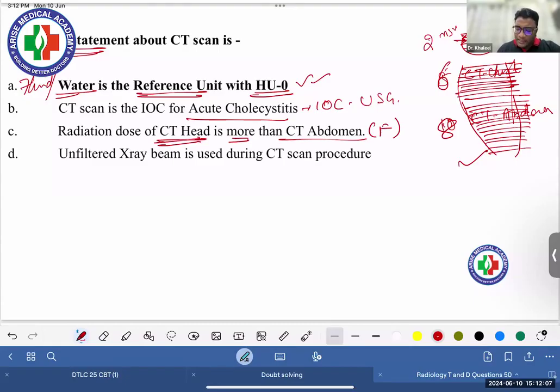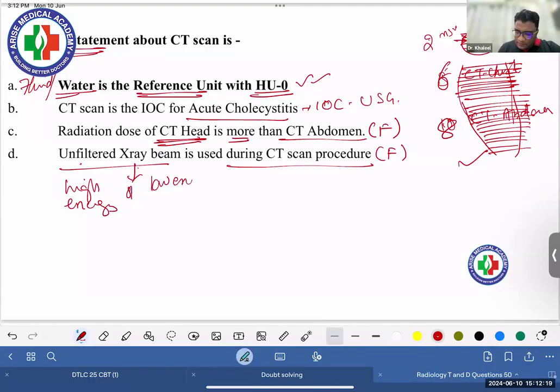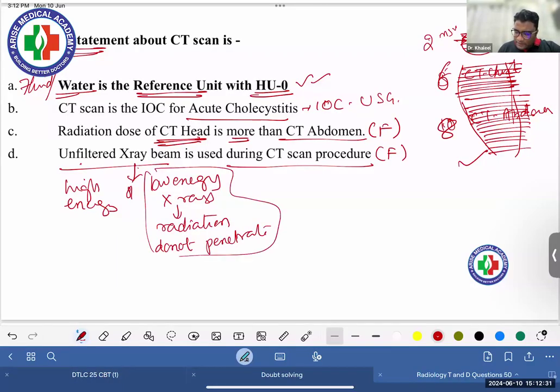Unfiltered X-ray beam is used during CT scan procedure. This is also a false statement. Remember, an unfiltered X-ray beam will have high energy and low energy X-rays. Low energy X-rays only give radiation exposure. They do not penetrate. And we need to remove these low energy X-rays. For this, we use filters. Filters remove low energy X-rays.